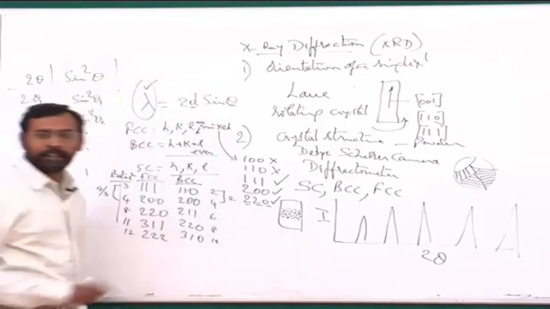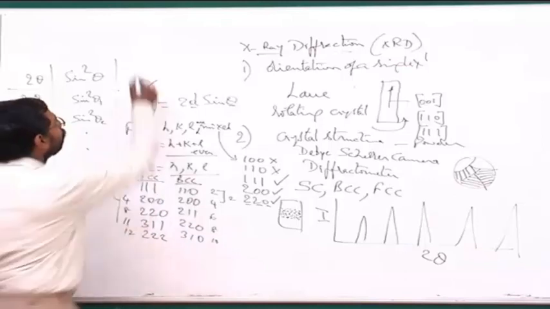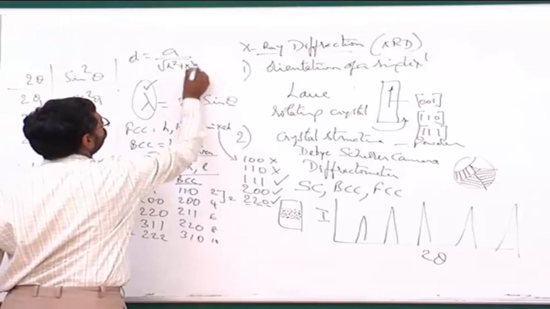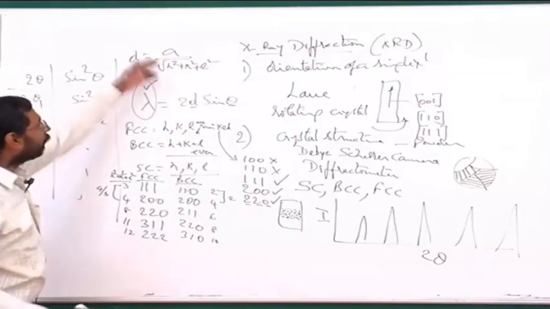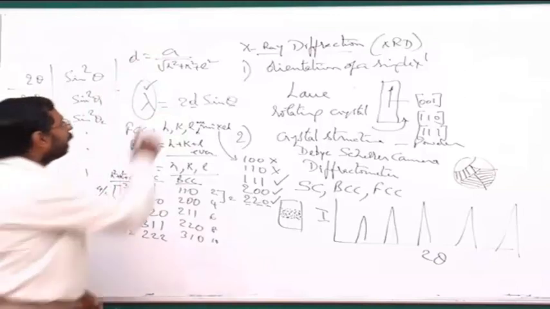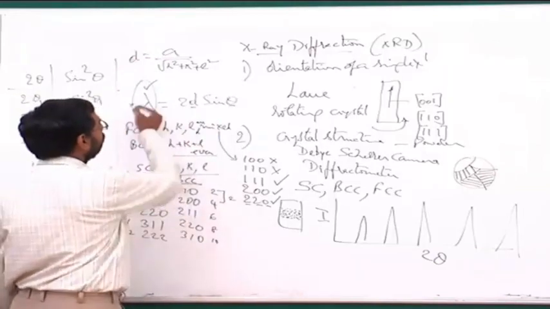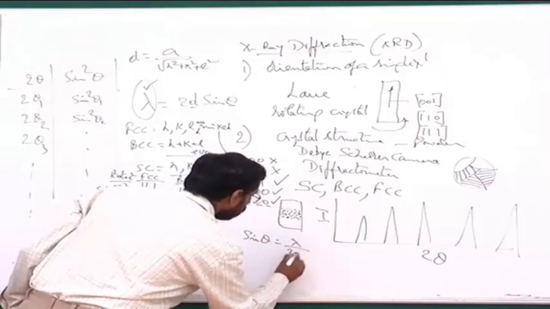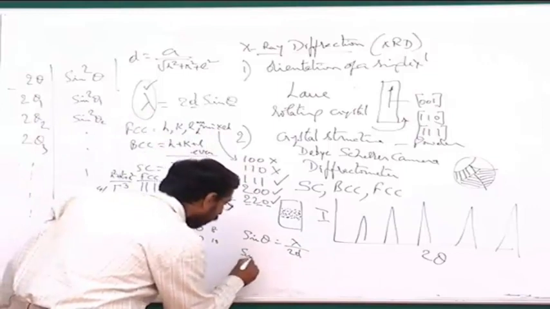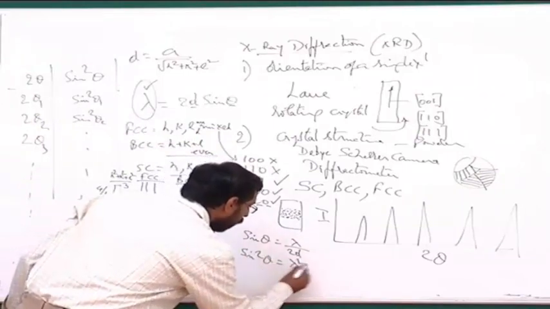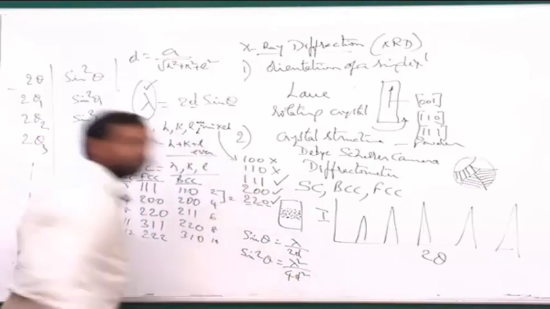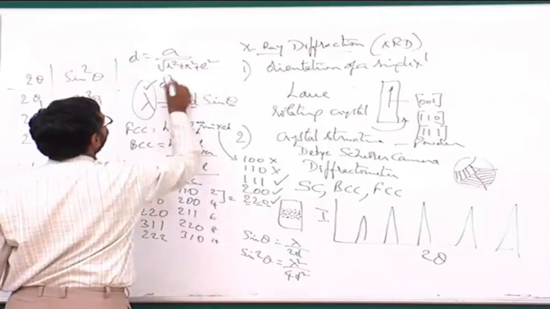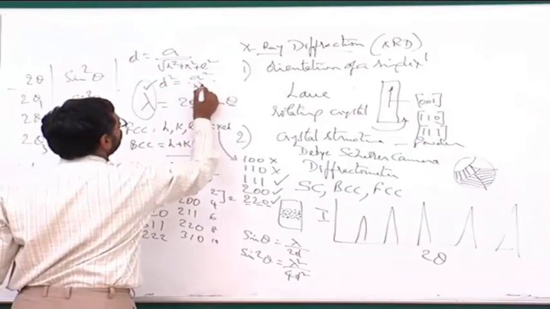If I look at the connection between D and HKL, in the case of cubic, we know D is nothing but A by square root of h square plus k square plus l square. And if I combine these two, I can say that sine theta is equal to lambda by 2D, and sine square theta is equal to lambda square by 4D square. And if I also square this, D square is A square by h square plus k square plus l square.